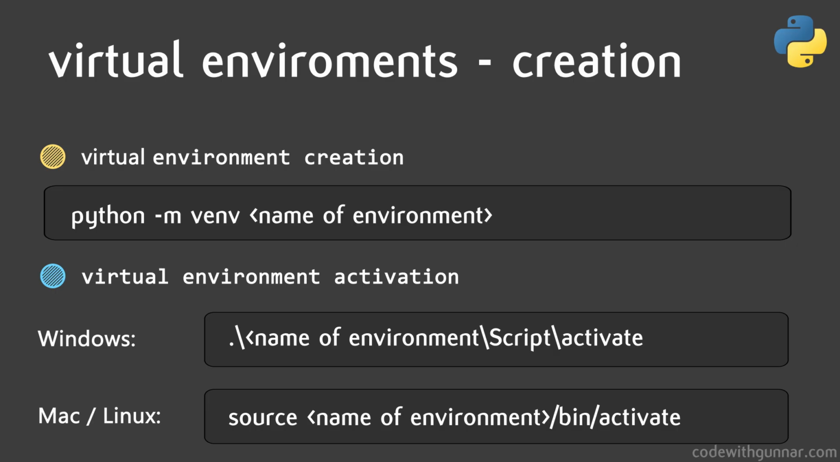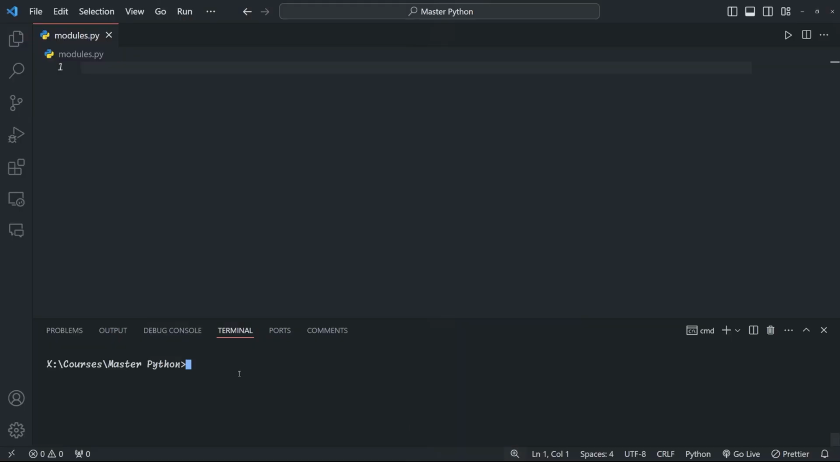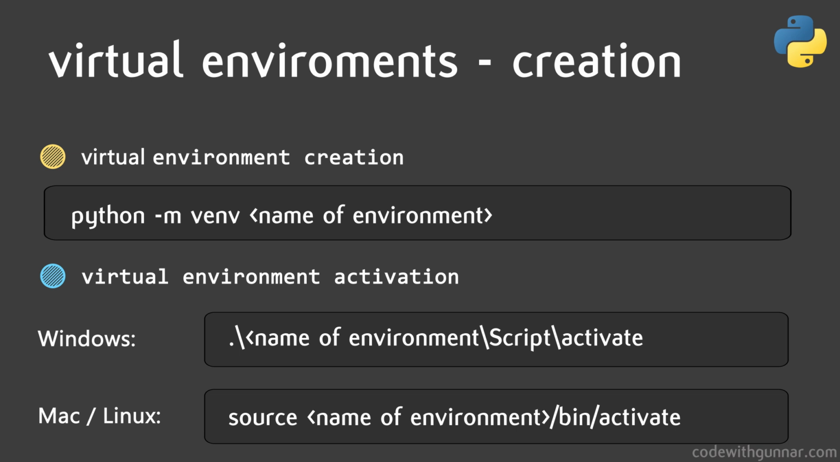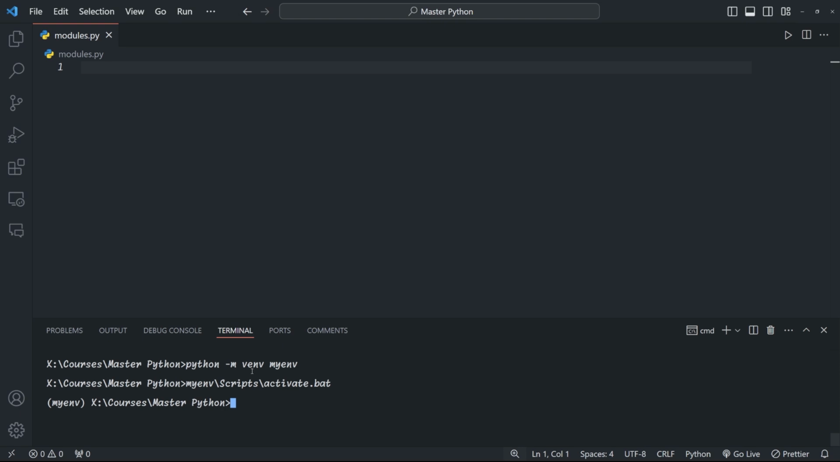Now, to create a new virtual environment, we use the simple command python -m venv and then the name of your environment. You can name the environment whatever you want. In this case, we'll name it myenv. So python -m venv myenv. This creates a new virtual environment called myenv. To activate the virtual environment, on Windows, you type myenv/scripts/activate. On macOS and Linux, type source myenv/bin/activate. You'll see the name of your virtual environment in your command prompt indicating it's active.